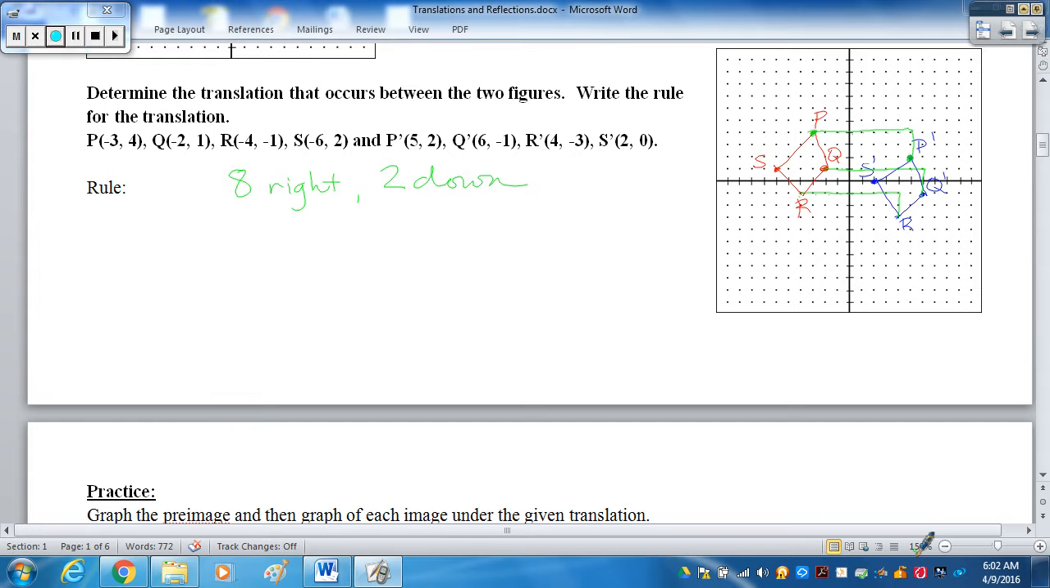Now from there, I want to write out the rule. So one way to write it out would be to go ahead and say, okay, here's my original pre-image. And what did I do? Well, I went 8 right and 2 down, okay? Now, something I didn't think about when I was making out this sheet is that my first two examples go right and down, all right?